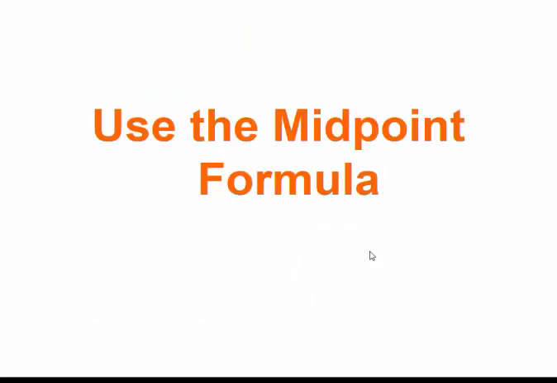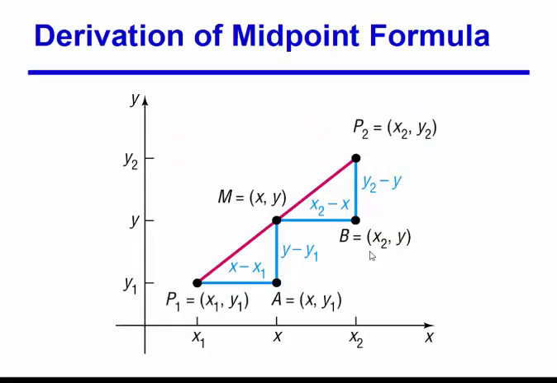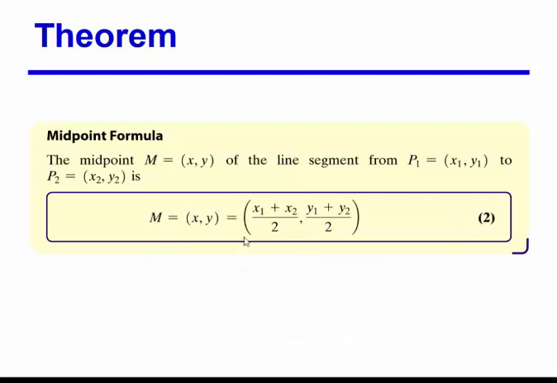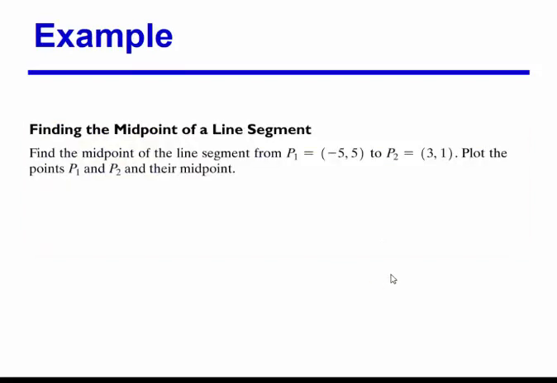The next thing we're going to use is the midpoint formula. What the midpoint formula does is find the point that is an equal distance from the 2 endpoints. So M would be the midpoint of the line segment that connects point 1 and point 2. The midpoint formula is simply (x1 plus x2) divided by 2, and (y1 plus y2) divided by 2. And so here we have an example.